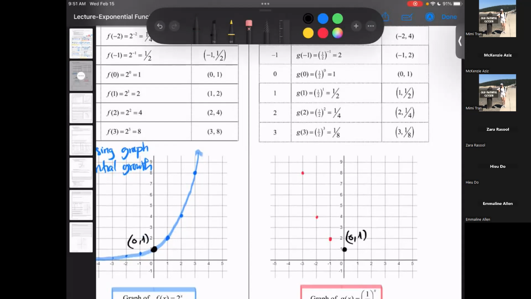So again, that's the important point. 1 is half. 2 is a quarter, and 3 is an eighth. Again, do not cross the x-axis. You can touch it, but don't cross it. So here you see a decreasing function, a decreasing graph, and we call this exponential decay.